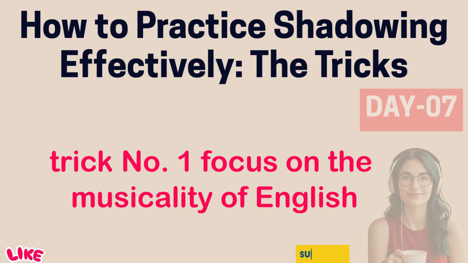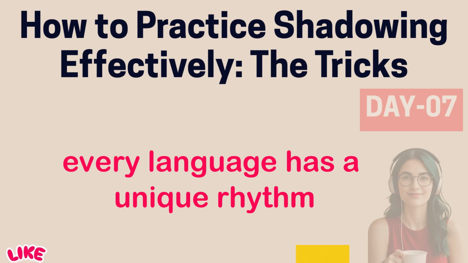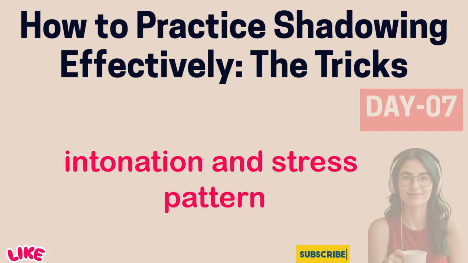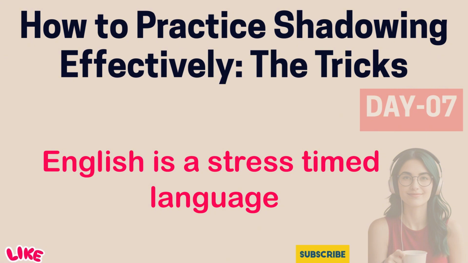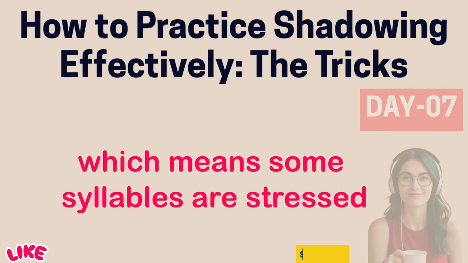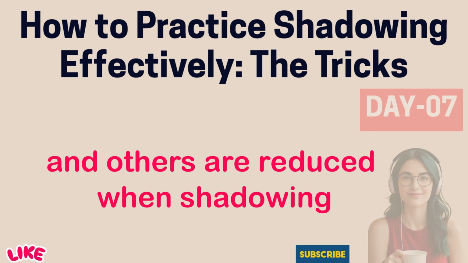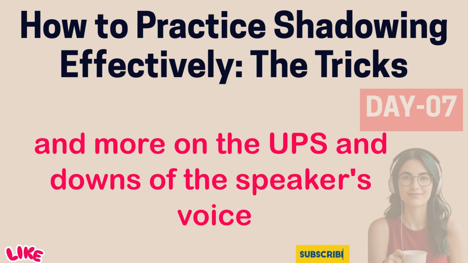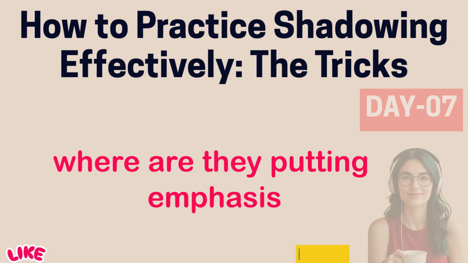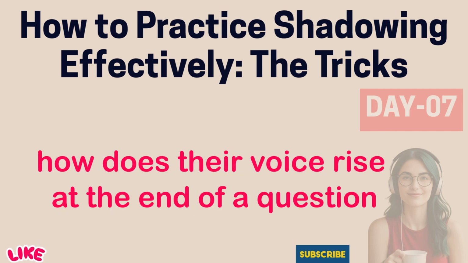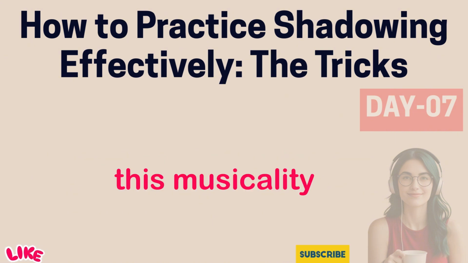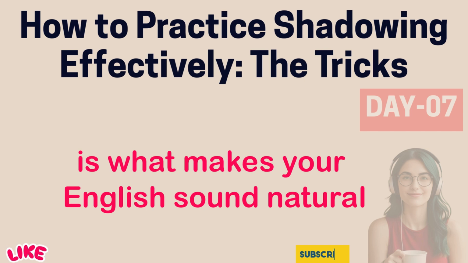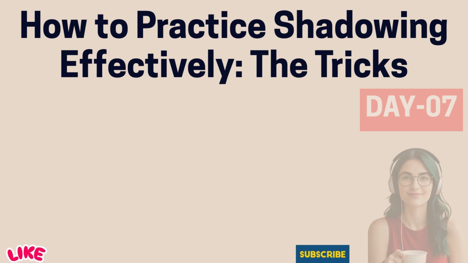Trick number 1. Focus on the musicality of English. Every language has a unique rhythm, intonation, and stress pattern. English is a stress-timed language, which means some syllables are stressed and others are reduced. When shadowing, focus less on the individual words and more on the ups and downs of the speaker's voice. Where are they putting emphasis? How does their voice rise at the end of a question? This musicality is what makes your English sound natural.